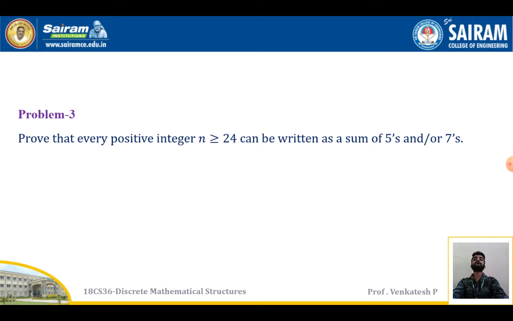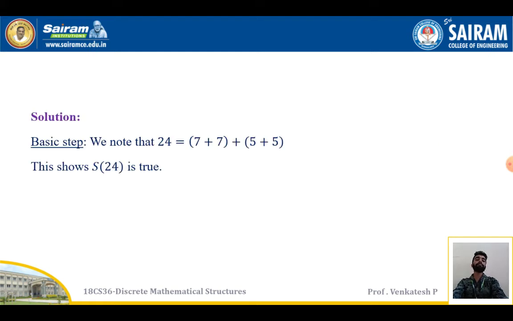Problem number 3: prove that every positive integer n greater than or equal to 24 can be represented as a sum of 5s and/or 7s. In the basic step, I need to represent 24 as a sum of 7s as well as 5s, and in the induction step, I must assume S(k) is true for k greater than or equal to 24, and I want to prove this for k plus 1.